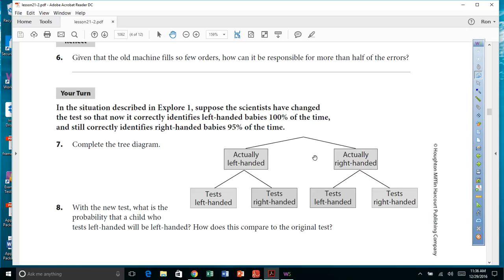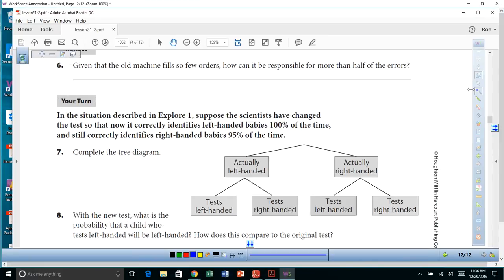Given that the old machine fills so few orders, how can it be responsible for more than half the errors? The error rate of the old machine is 5 times the error rate of the new machine. That's why.